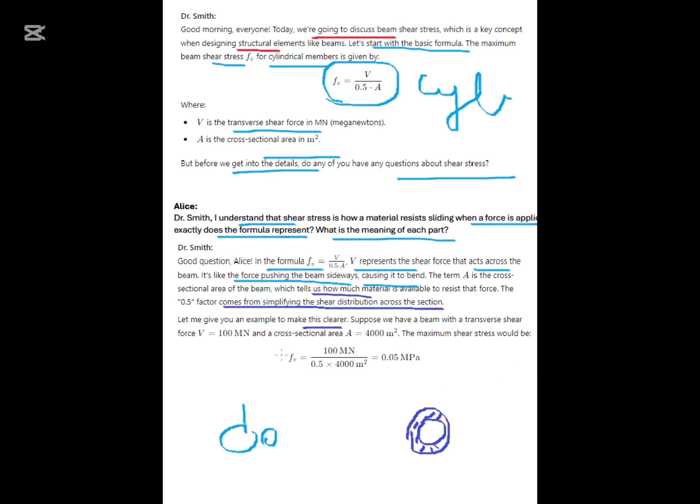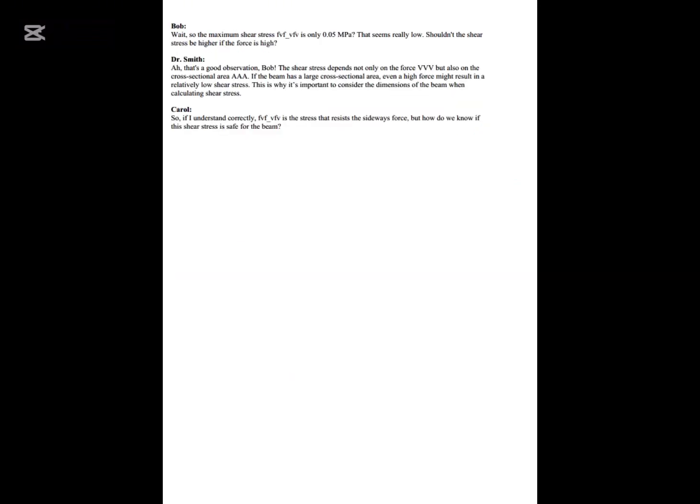Suppose we have a beam with a transverse shear force of 100 and a cross-sectional area of 4000 meters square. The maximum stress would be this much. Wait, so the maximum shear stress is only 0.05 MPa. That seems really low. Shouldn't the shear stress be higher if the force is high?